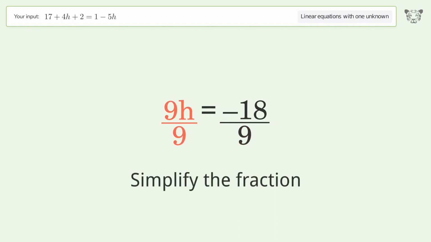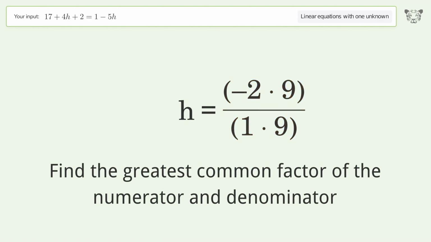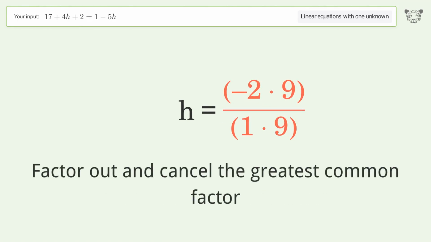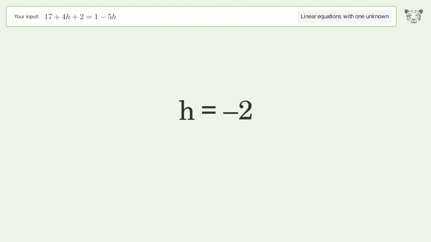Simplify the fraction. Find the greatest common factor of the numerator and denominator. Factor out and cancel the greatest common factor. And so the final result is h equals -2.